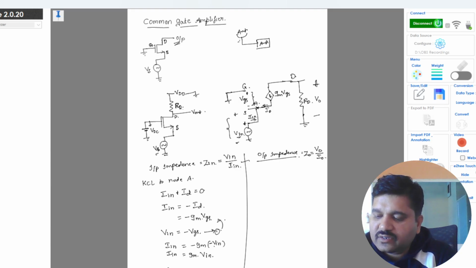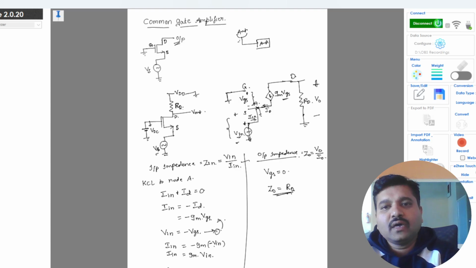So here in this case, if we short this V in, then the source is connected to the ground. When the source is connected to the ground, VGS becomes 0. When VGS becomes 0, this GM into VGS will become an open circuit, completely open circuit. So now what we have is only RD. Z0 is nothing but RD. So the output impedance will be equal to RD.